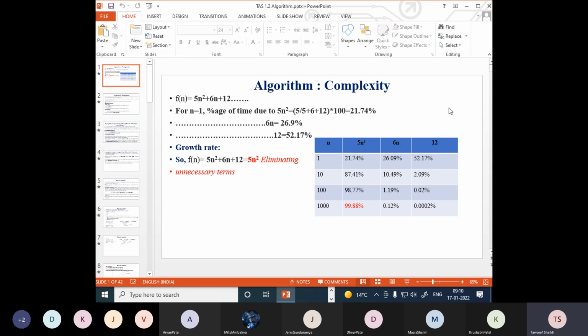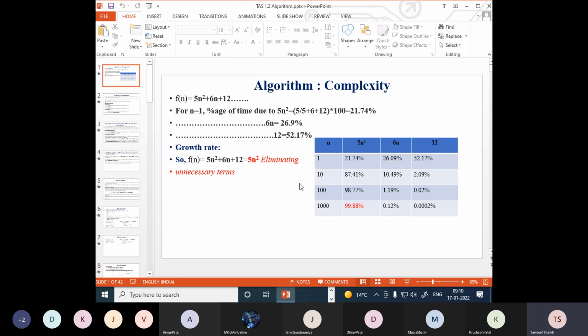So now n, then there is 5n square, then there is 6n and 12. We will increase the value of n from 1 to 10, then 100 and then 1000. n already is equal to 1, and we have calculated this value. The 5n square takes 21% of the total CPU time when n is equal to 1. The 6n term takes 26% of the total time, and the 12 constant takes 52.